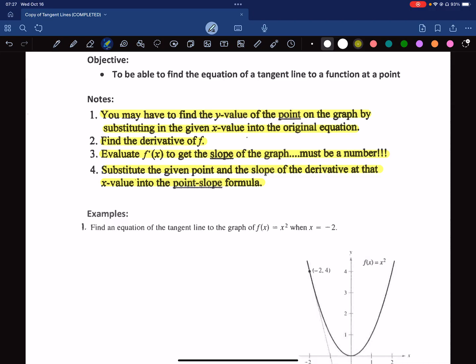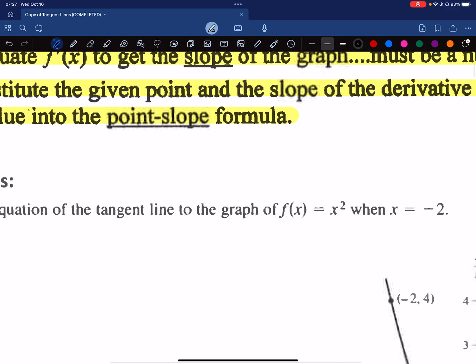So a quick refresher on what point-slope formula is. Remember that is y minus y1 equals m times x minus x1. Okay, so that is our formula from Algebra 1.